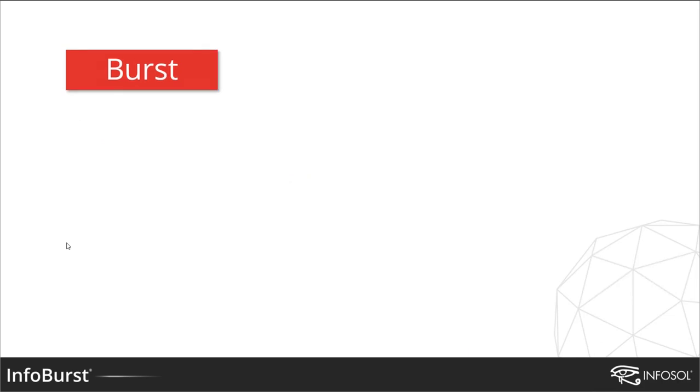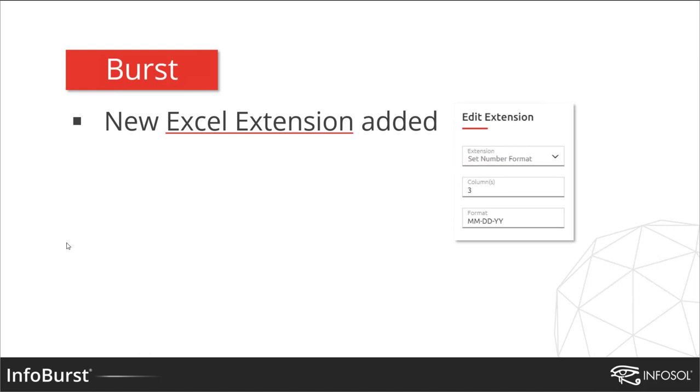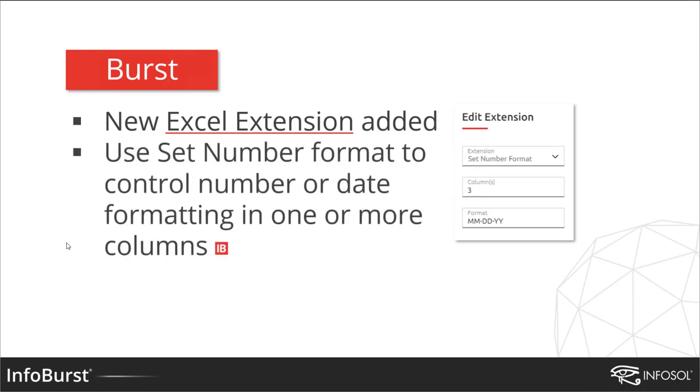The first enhancement we'll look at is to the burst. In 2023.3, we've added a new Excel extension. As a reminder, Excel extensions are a feature that allow you to take Excel from any source, your BI reports, database queries, and augment them with one or more extensions. These extensions can include column level filters, row level grouping, auto-fitting columns to data, things like this. So we've added to that library of extensions a new set number format extension that allows you to define one or more columns in the Excel file and customize the formatting of either the number or date in that column.